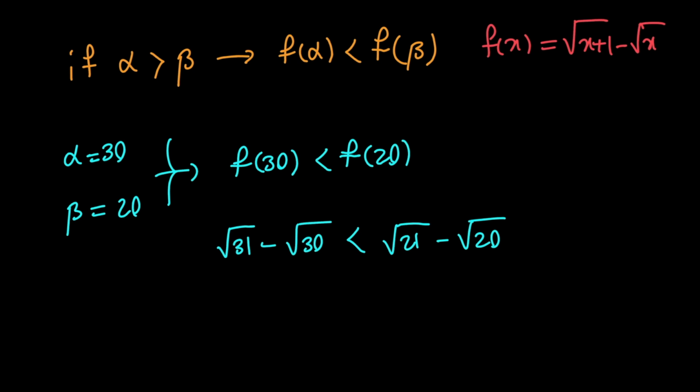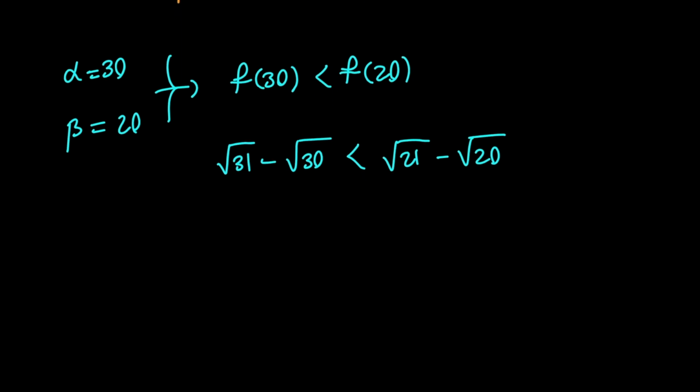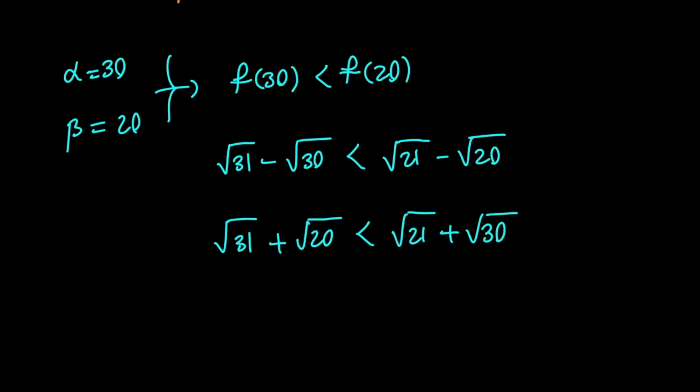Great. Next, let's go ahead and add the square root of 30 and the square root of 20 to both sides. If we do that, we're going to have the square root of 31 plus the square root of 20 is less than the square root of 21 plus the square root of 30. And remember that this is A and this is B. Great. So again, A is greater than B, and we used calculus to show that.